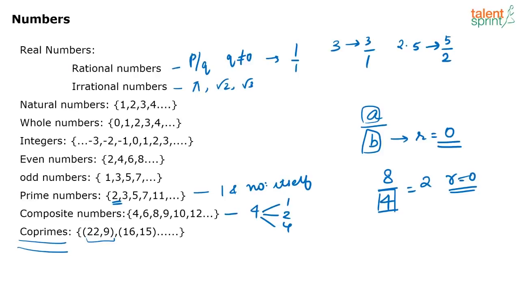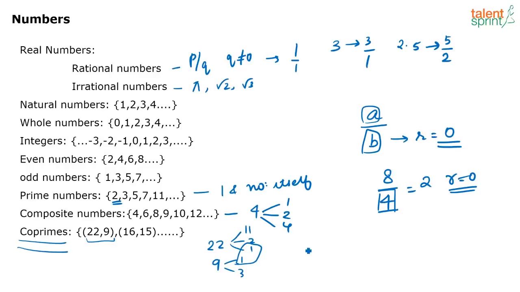So let us take 22 and 9. See, is 22 a prime number on its own? No, it's not. Is 9 a prime number on its own? No, it's not, correct, because 22 has factors 11, 2 and 1, and 9 has factors 1, 3. Now if you take these two numbers together, the only common factor between them is 1. So such numbers are called coprimes.